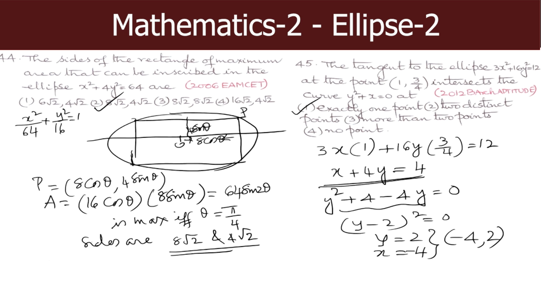Do not jump to the conclusion that this is a tangent to the parabola. It is not necessarily true that any line meeting the parabola at one point need be a tangent line. That can be a line parallel to the axis also, a diameter line also.